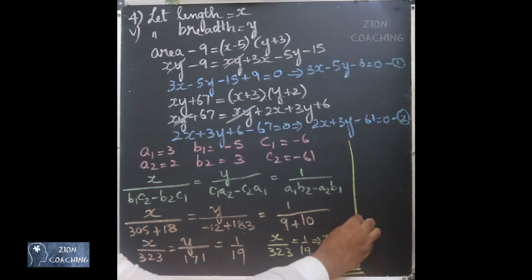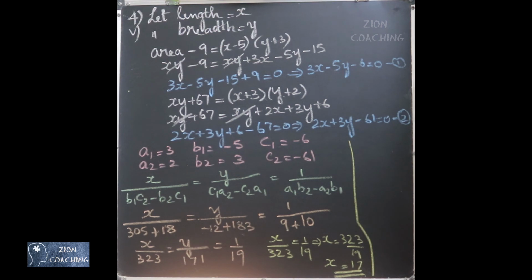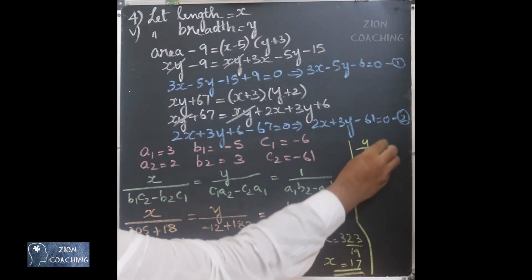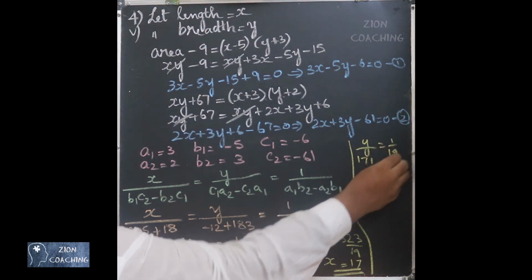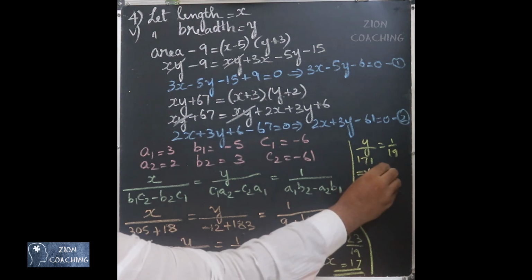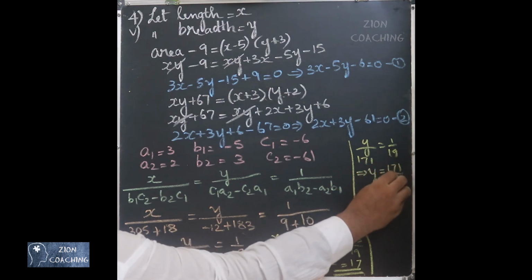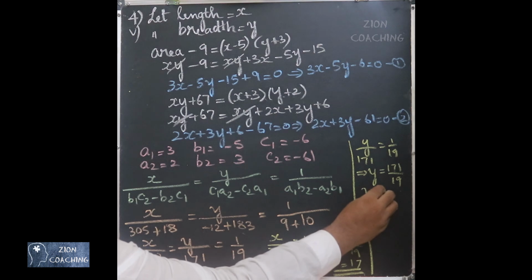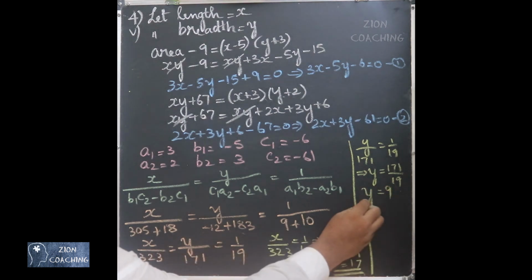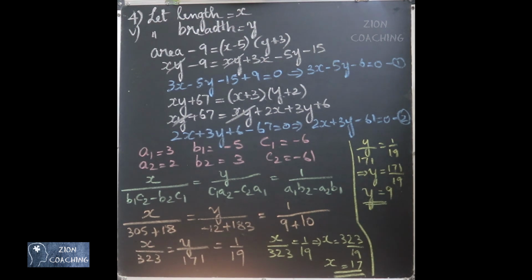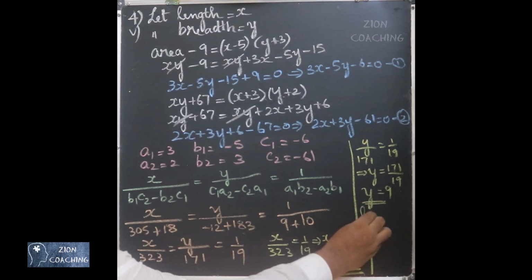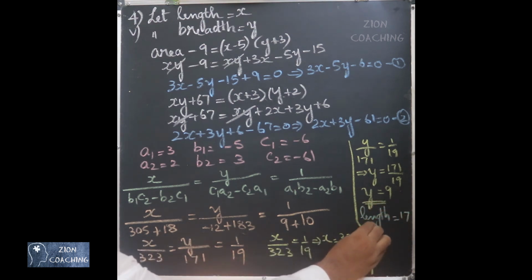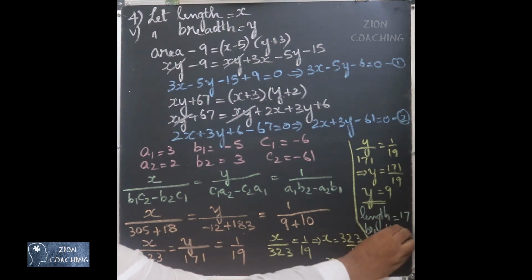Now we will find the y value. Equating the y value, we have y by 171 equal to 1 by 19. That implies y is going to be 171 divided by 19. You know that 9 into 19 is 171. So your y value is going to be 9. Now we have found both x and y values. So we will write the final answer. Length is equal to 17 units. Breadth is equal to 9 units.